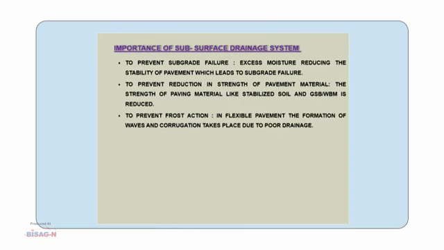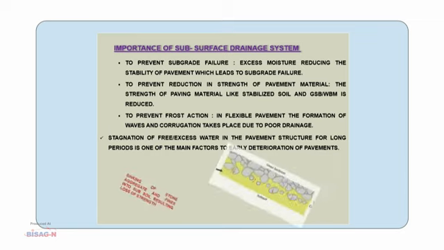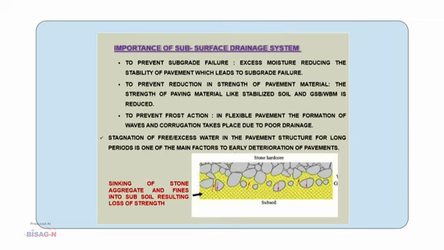Third one is to prevent frost sections. In flexible pavement, the formation of waves and corrugation takes place due to poor drainage. Stagnation of free excess water in the pavement structure for a long period is one of the main factors of the early deterioration of the pavement. You can see in the photograph, in granular subbase, due to the percolation of water, the fines in the granular subbase are sinking into the subsoil, resulting in loss of strength.